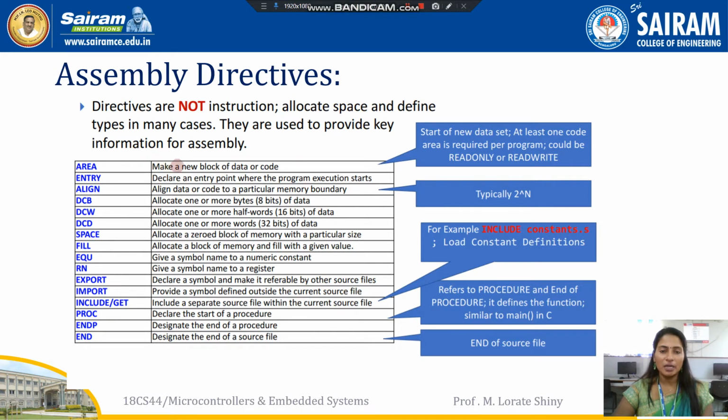After AREA, we have to write the section name, a block name or code name. Whatever program we are writing, we can give some name related to that program. Next to the section name, we have to write the memory type. There are three types of memory: code memory or program memory, data memory, and stack memory. All the instructions will be stored in program memory, so we should write CODE.